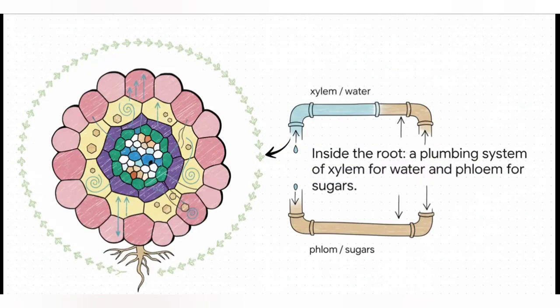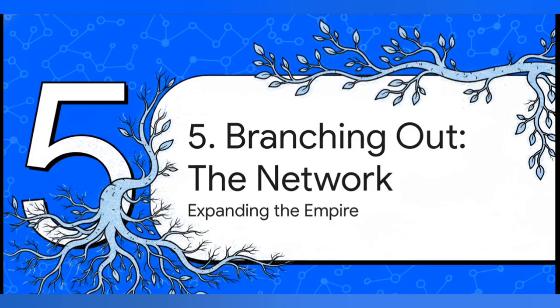And if we go even deeper inside the root, we find the plant's plumbing system. This cross-section shows this highly organized vascular tissue. You see that star-shaped structure in the middle? That's the xylem. It acts like pipes to pull water up from the soil. And then, nestled right between its arms, you have the phloem, which pipes sugars down from the leaves to feed the growing root.